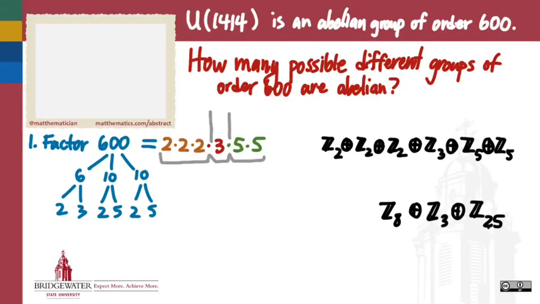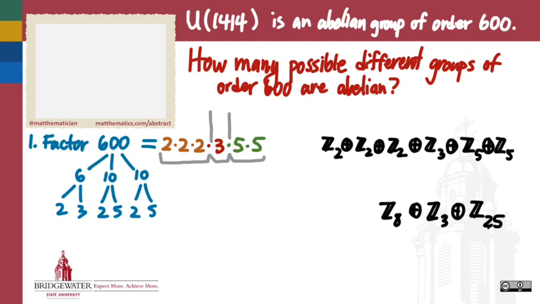If I know that I have an abelian group of order 600, then two possibilities for what that group could be isomorphic to are these two. What distinguishes those two choices one from another? So what's something that one of them has that the other one doesn't?